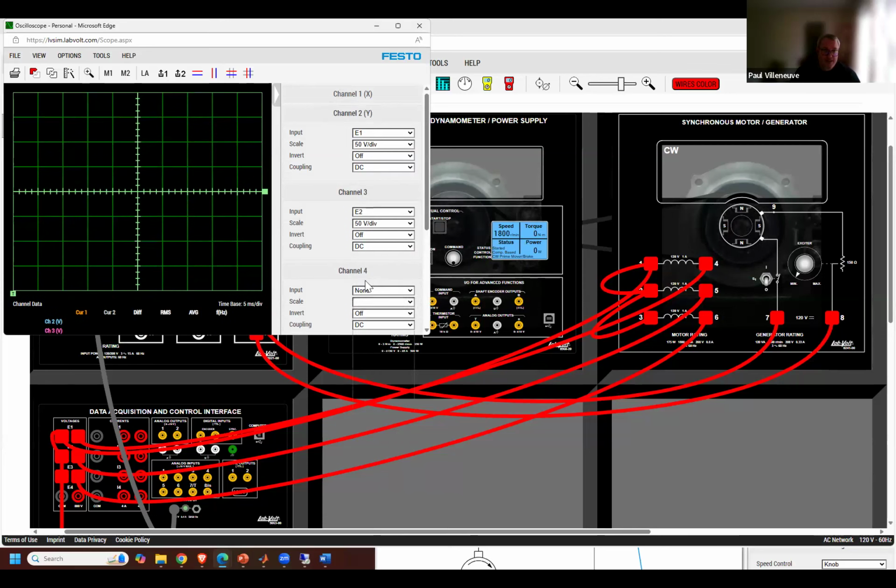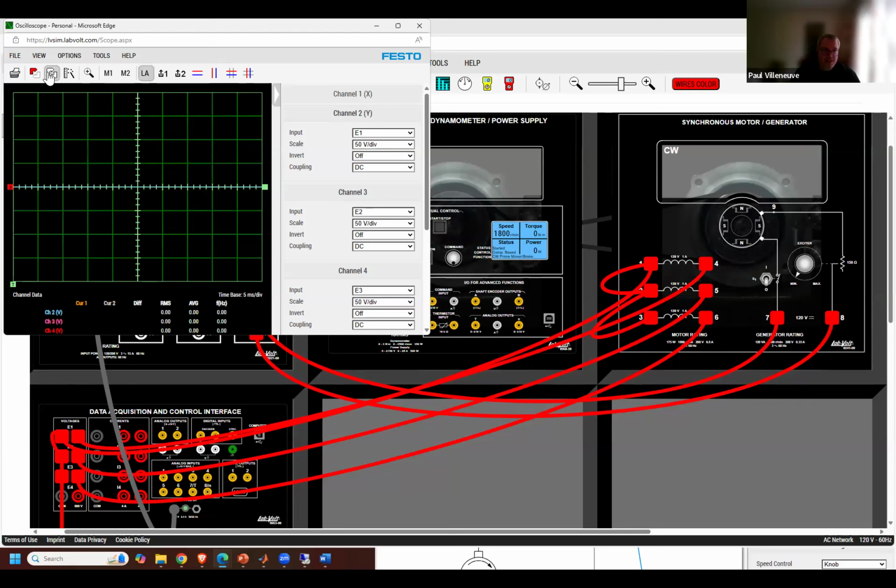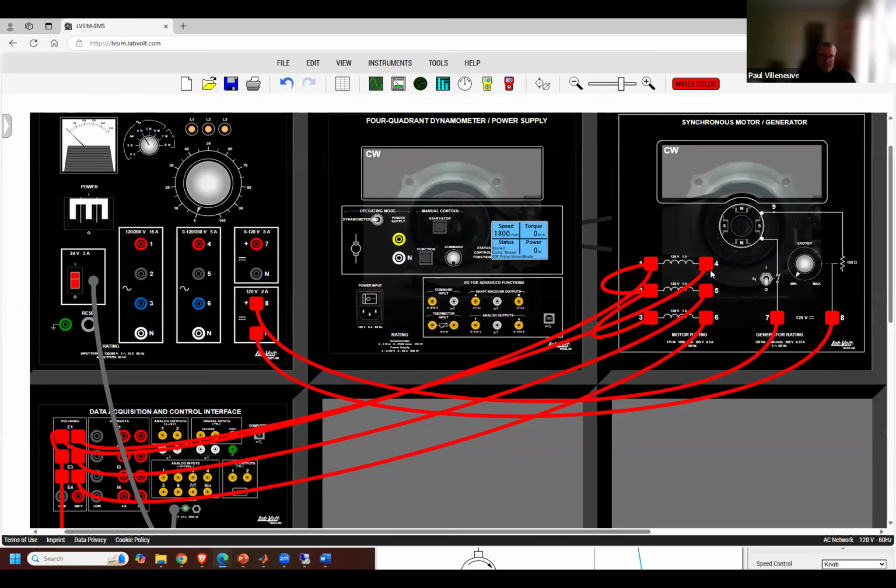And this is going to be E3. Turn this on to continuous refresh. All right, so what's happening? No voltage, right? Yeah, you didn't excite the field. Just because I turn this on, I still have to flip the switch, right?